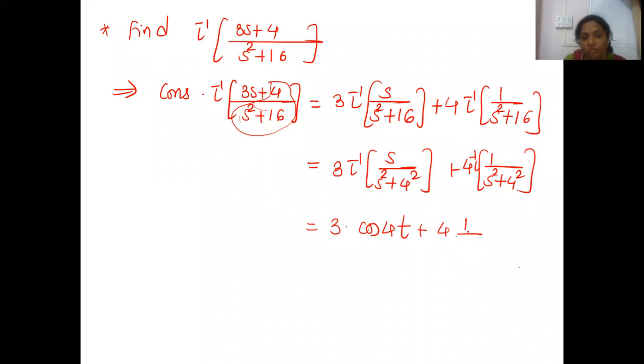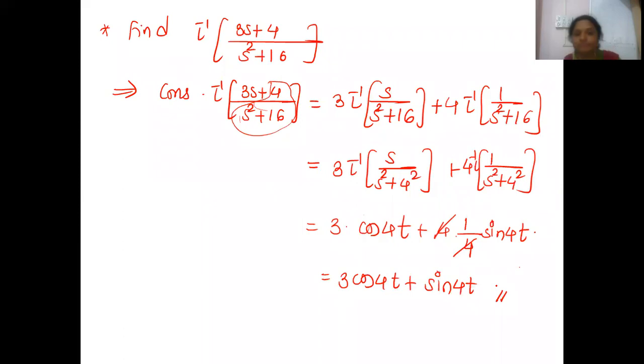Not 2, it's 1 upon a. A is here 4. Sorry, 1 by 4, right? Sin 4t. Very good. So the 4 gets cancelled here. So it is 3 cos 4t plus sin 4t. Done. So like linearity, we can just separate and solve it. Any doubt?